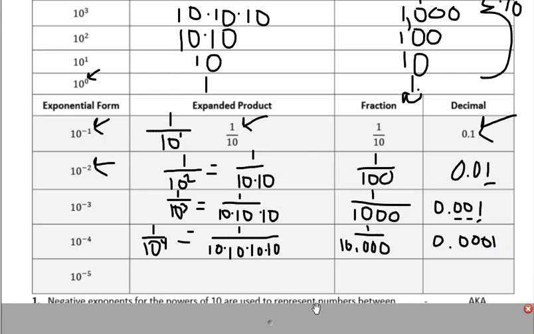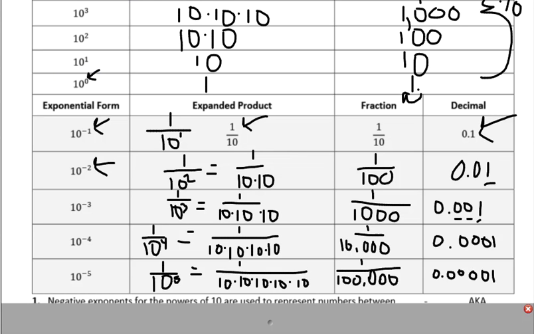Pause the video, and then check with my answer once you have your answer written, to see if you're getting the pattern. All right, so hopefully you got the answer that I have below. 1 over 10 to the 5th equals 1 over 10 times 10 times 10 times 10 times 10. 1 over 100,000, and it's 0.00001. So the 1 is in the 1, 2, 3, 4, 5th place away from the decimal, okay?